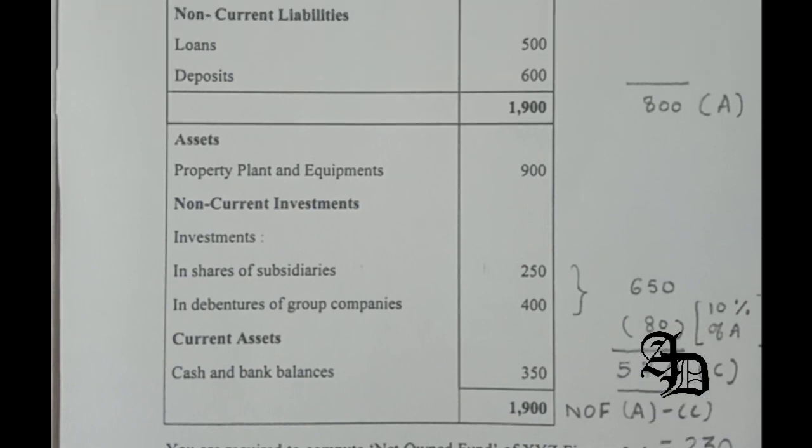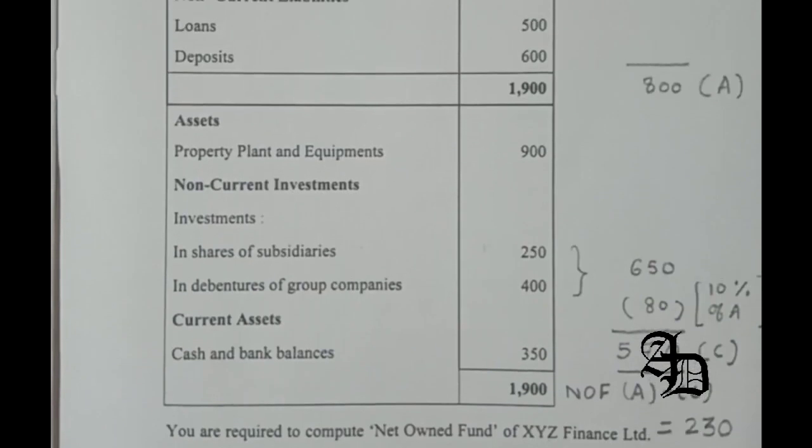The total of the investments are 250 in shares of subsidiaries and 400 in debentures of group companies, so the total amounts to 650. Now 10% of own funds needs to be first deducted from those investments. So 650 minus 80, where 80 is the 10% of own funds. This is the catch which was given in the definition, that the amount of investment which is in excess of 10% of own funds is to be deducted from the own funds. Now 650 minus 80 is 570.